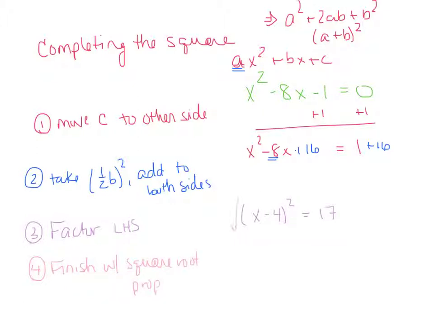So we're going to square root both sides and get x minus 4 equals plus or minus the square root of 17. And in this case, since the square root of 17 does not break down, add 4 to both sides, and we get 4 plus or minus the square root of 17. And that then is completing the square.